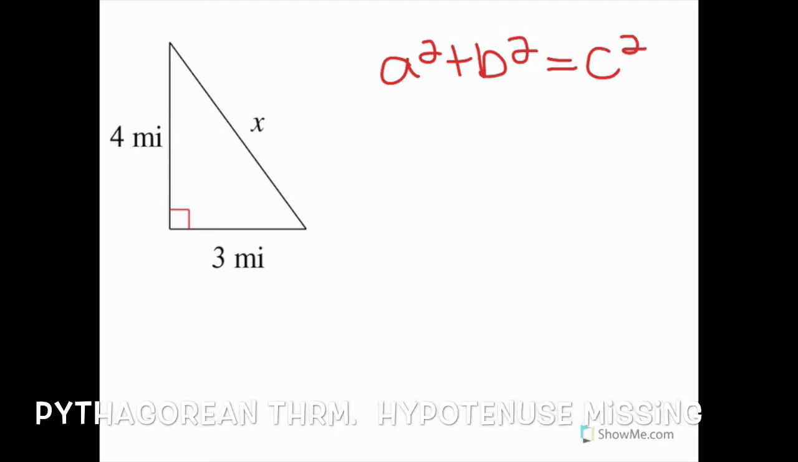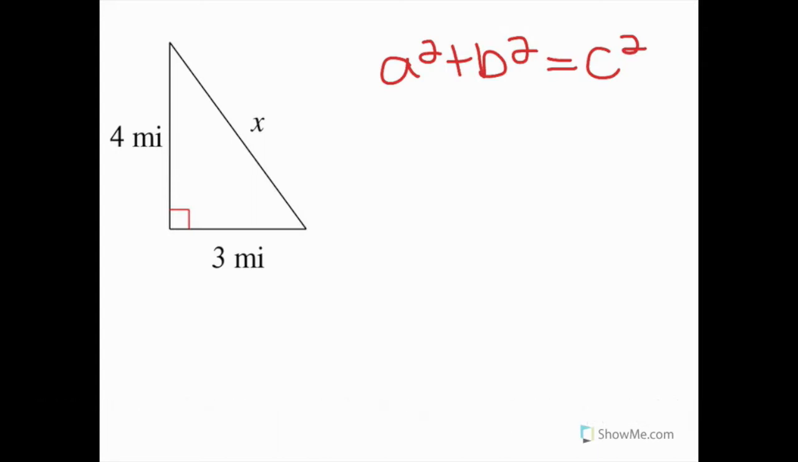Pythagorean Theorem. That is what you use to find the missing side length of a right triangle. And the Pythagorean Theorem is right here. And this is a right triangle because it has one angle that is right, or 90 degrees. Okay, so before we get started, A and B are actually the legs.